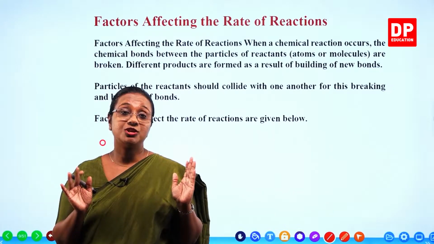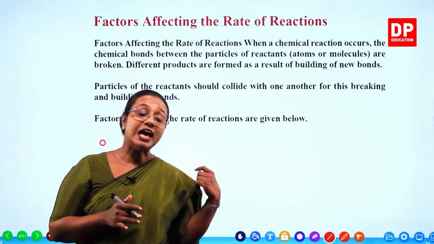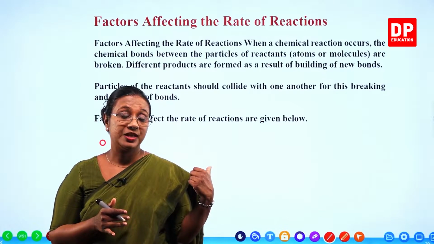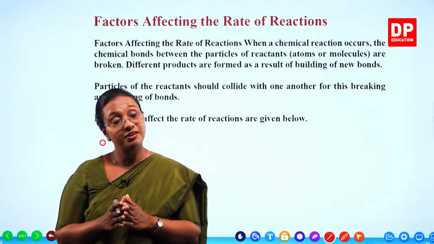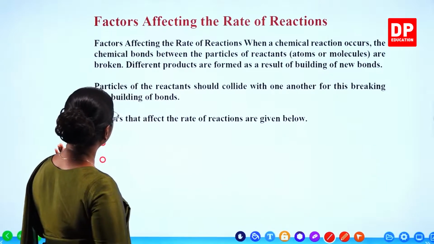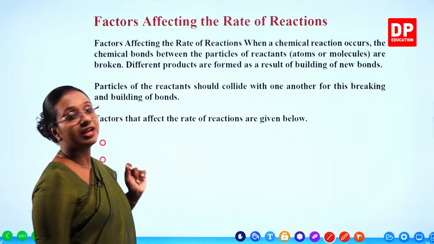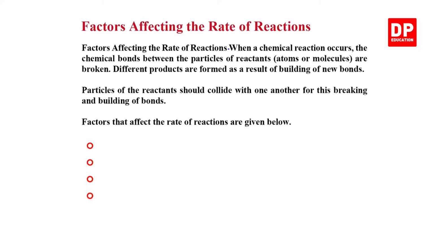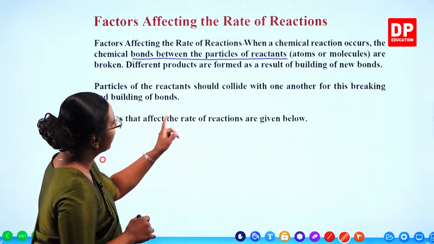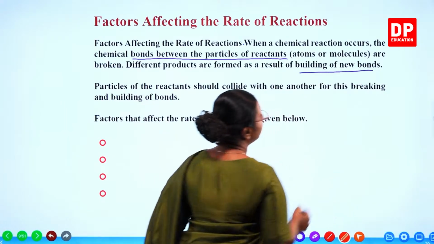So then I mentioned to you all that there are different factors. We have discussed two factors also before that affect the rate of reactions. So that is what we are going to discuss now. Factors affecting the rate of reactions. So here you can see when a chemical reaction occurs, the bonds between particles of reactants, it can be atoms or molecules, are broken. Different products are formed as a result of building new bonds.